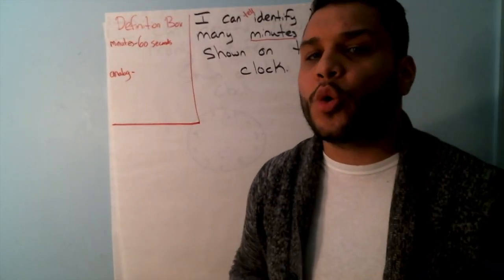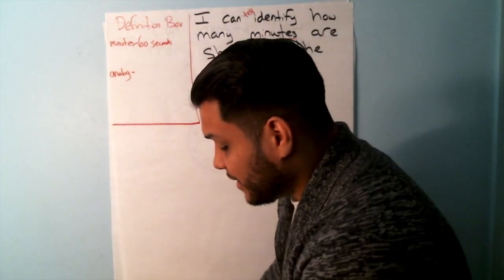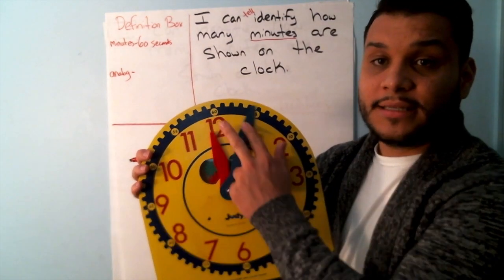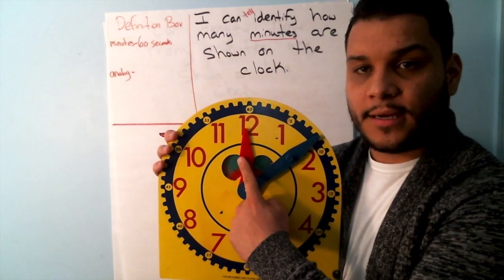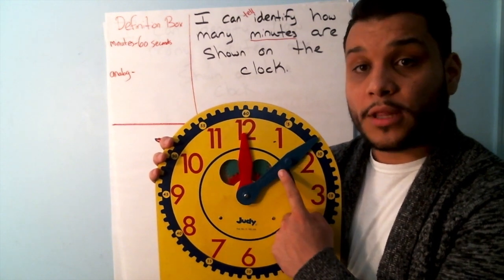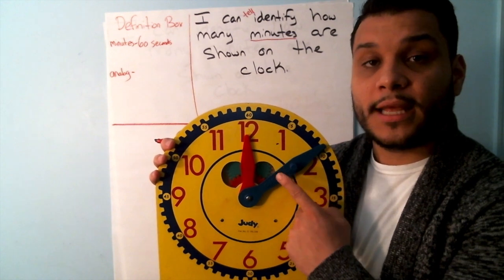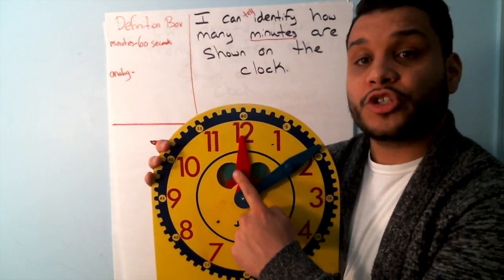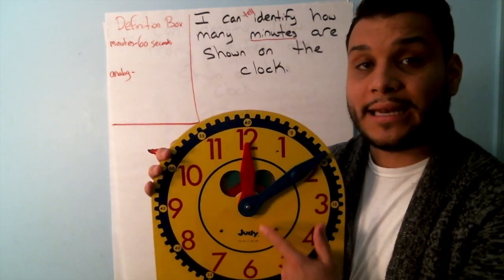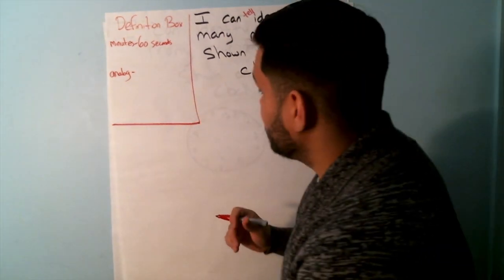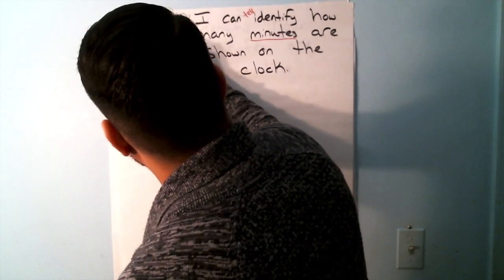How will I know which of my hands, I'm not talking about this hand or this hand, but I'm talking about these hands, which hand is my minute hand? Is it the short one or the long one? Yes, it is the long one. Yesterday we learned that the short hand is our hour hand, which means that the long hand is our minute hand. So it's the long hand.